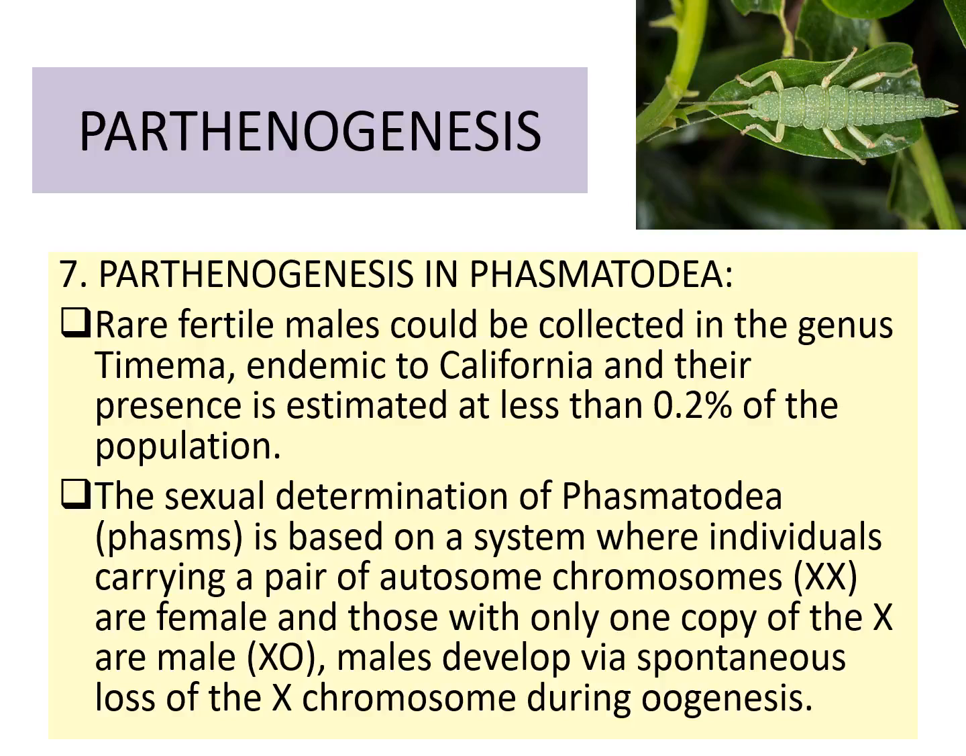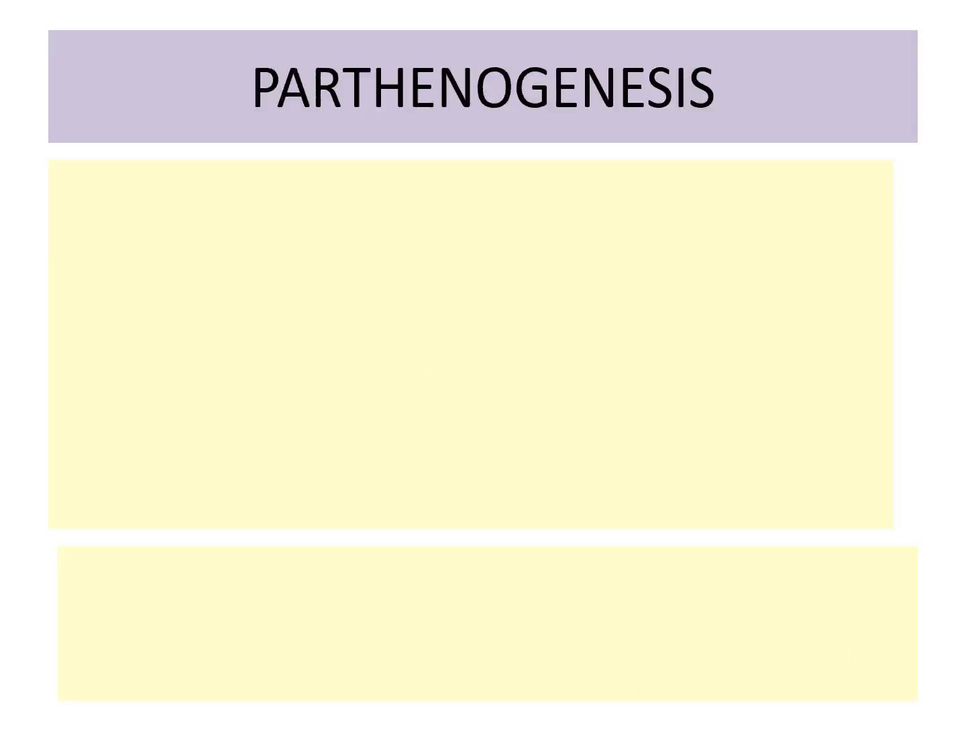Rare fertile males could be collected in the genus Timema, endemic to California, and their presence is estimated to be less than 0.2% of the population. The sex determination of Phasmatodea is based on a system where individuals carrying a pair of X chromosomes, XX, are females and those with only one X, that is XO, are males. Males develop by a spontaneous loss of the X chromosome during oogenesis.